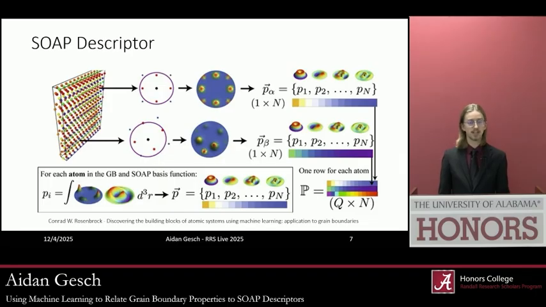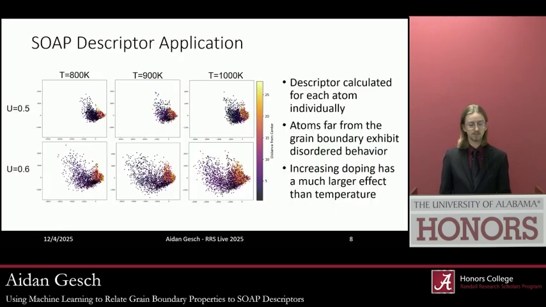This results in a characteristic vector that uniquely describes the surrounding environment of an atom, but does not change if we translate, rotate, or reflect the atomic structure. This means that it is much better at describing a grain boundary than simple atomic coordinates, which are commonly used. This descriptor can be used in a variety of ways.